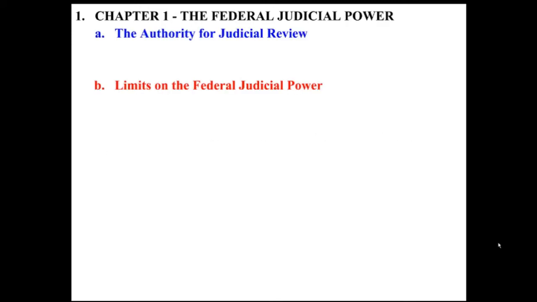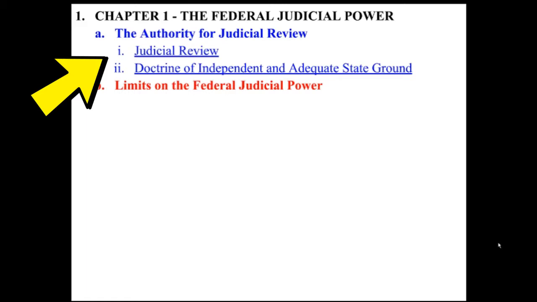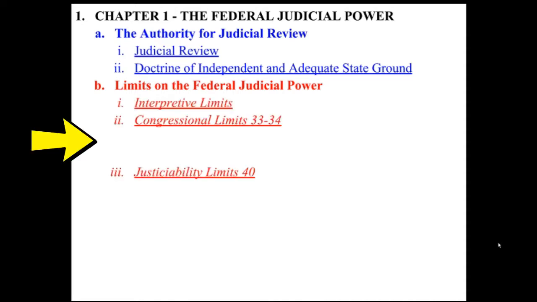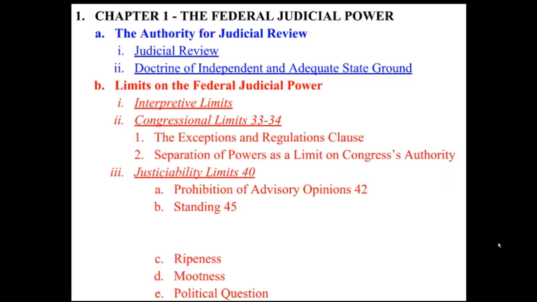So the first thing I want to do is just make sure we're all on the same page with the information. We're in Chapter 1, Federal Judicial Power, and the first subsection was the authority on judicial review. And under that subsection, we learned about judicial review and the doctrine of independent and adequate state grounds. There was subsection B, limits on federal judicial power, and we learned about 3 limits: interpretive limits, congressional limits, and justiciability limits. Within congressional limits, we learned about the exceptions and regulations clause.